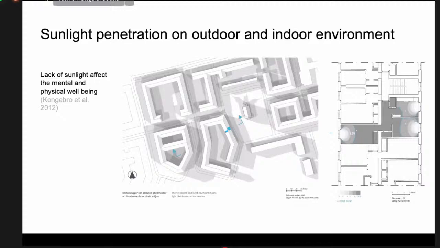We can also experiment with sunlight penetration in outdoor and indoor environments. Sunlight is a very important aspect, especially affecting mental and physical well-being, where currently in the pandemic situation, more people work at home or stay in their nearby area. So maybe we can also think about this: the sunlight penetration that we can evaluate in our area or in our building can give some impact if you have design goals about mental and physical well-being.